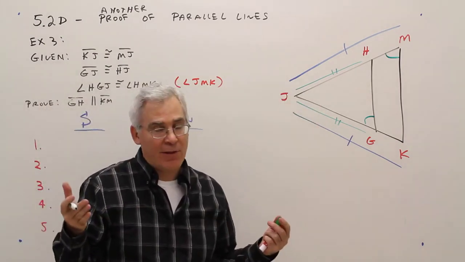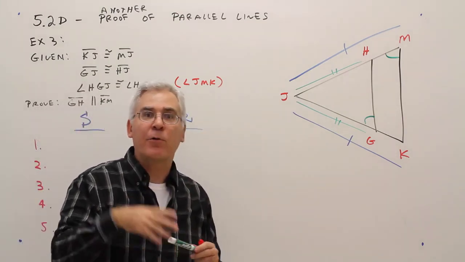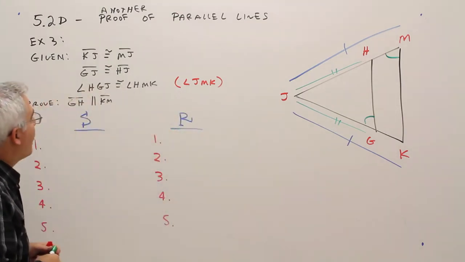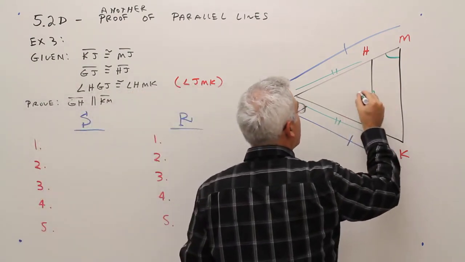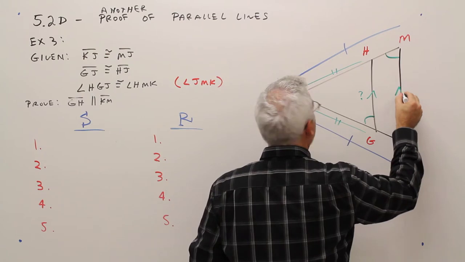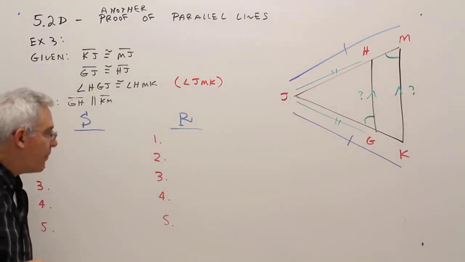This is the second time I'm making the video. That kind of threw me for a loop, so I'll put that in there at the get-go and explain that later. After all that, prove that GH is parallel to KM. Okay, so I want to get those two lines to be parallel.